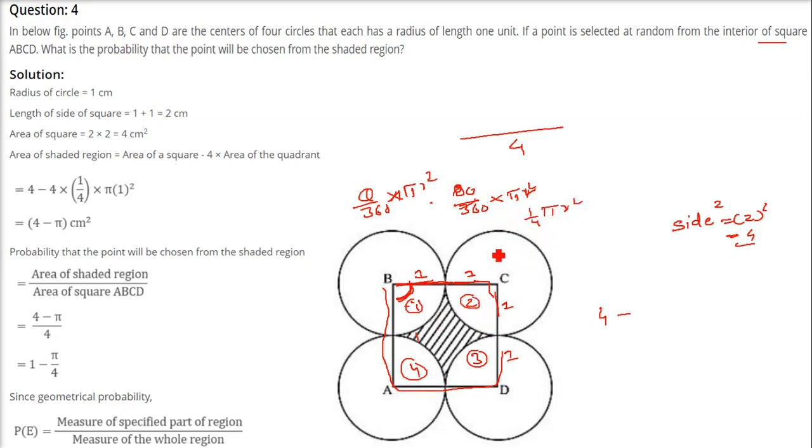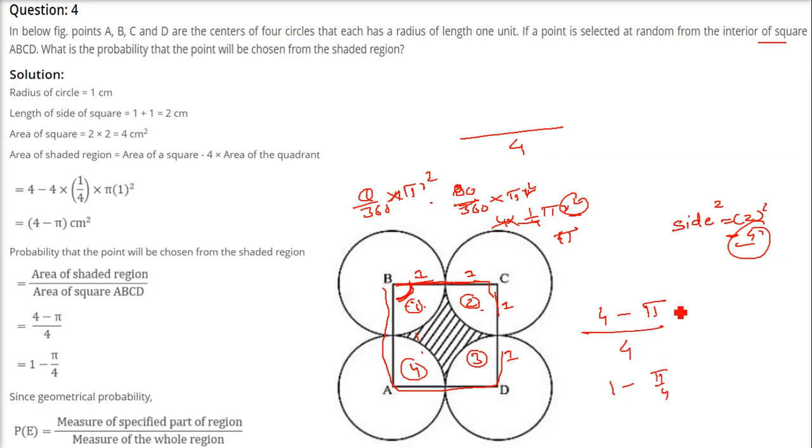But these are 4 regions, 1, 2, 3, 4. So we have to multiply 4 with 1 by 4 pi r squared. So it will be pi r squared. This r is what? Radius is 1. So pi into r squared, that is pi. R squared is 1. So 4 minus, what is the area of these 4 quadrants? It will be 4 minus pi only. And this is the favorable region. And what is the complete area? Which is 4. So (4 minus pi) by 4, we can write it as 1 minus pi by 4.